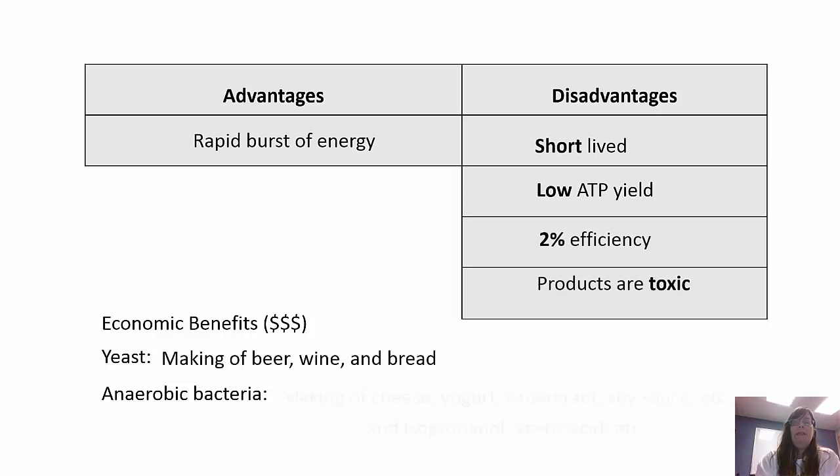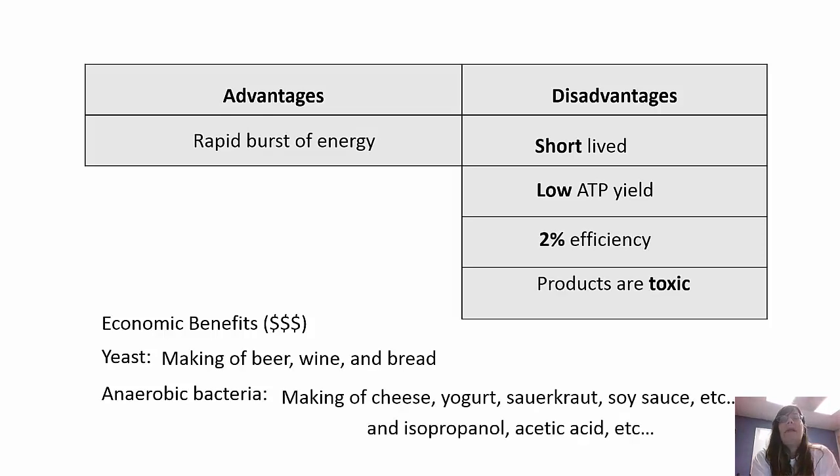Now we have some advantages and some disadvantages of anaerobic fermentation, basically. Anaerobic respiration gives you a rapid burst of energy. It's fast, rapid burst. However, it's short-lived. It doesn't give you a lot of ATP. It's only 2% efficient, and the products are toxic.